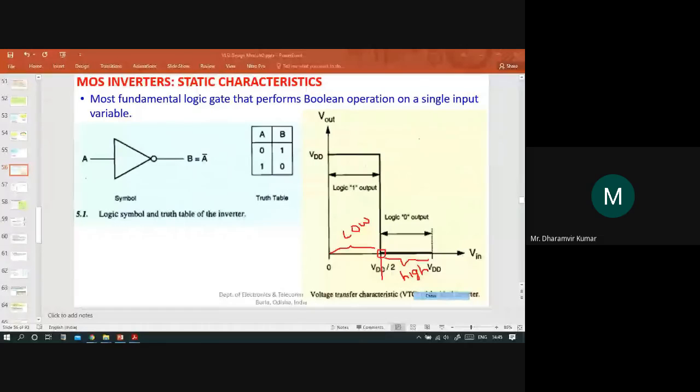So if VDD is 5 volts, let's say VDD is 5 volts, then VDD by 2 will be 2.5. So input voltage from 0 to 2.5 will be taken as the low input voltage, and the input voltage in the range between 2.5 to 5 volts will be taken as a high input voltage. For example, when input is low, the output is high, and when input is high, the output is simply low. And this is the ideal characteristic, this is the ideal transfer characteristic.